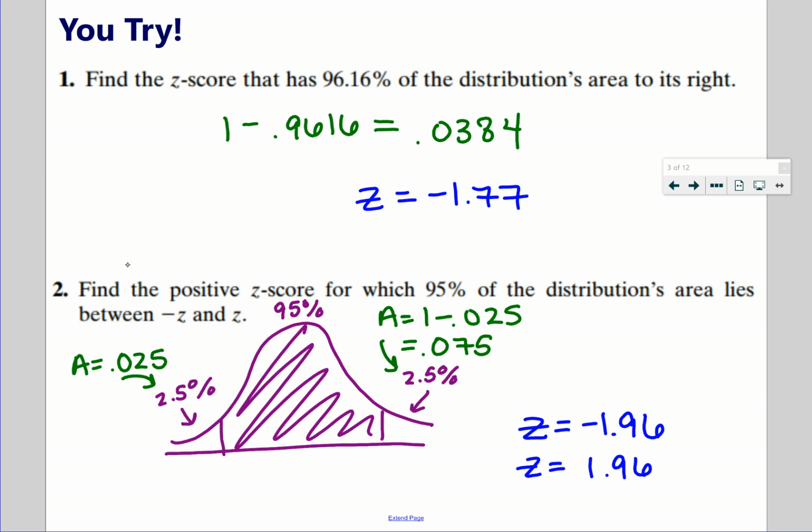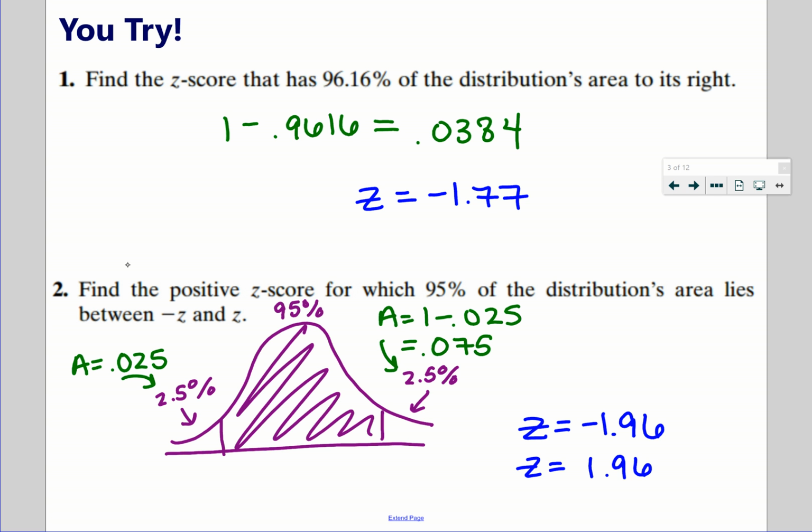All right, let's check them. So the top one is area to the right, so you need to do the complement first, which gives you 0.0384, and then your z-value is negative 1.77. You should find that in the table for that one. How'd we do on that one? Okay. On the bottom, if 2.5% is to the left of that first z-score, that area is 0.025, and when I find that on my chart, that's where the negative 1.96 comes from.